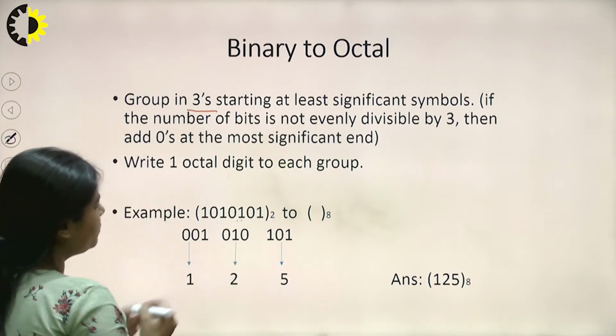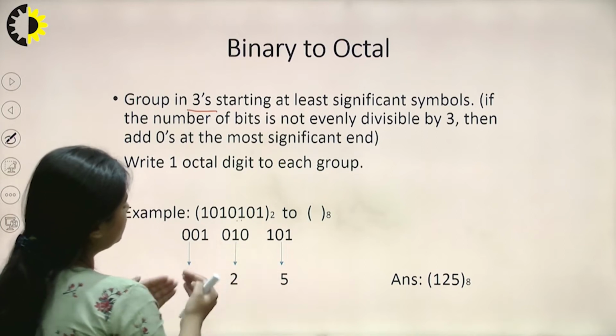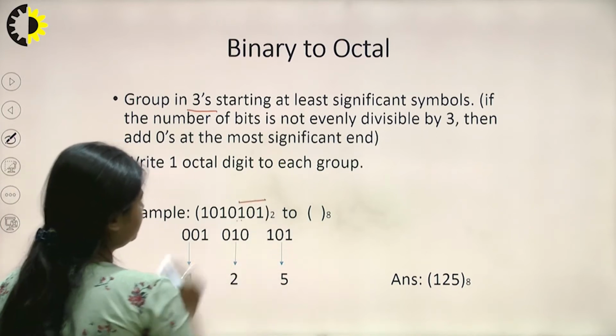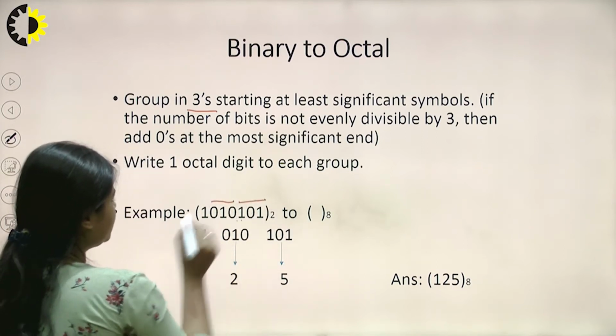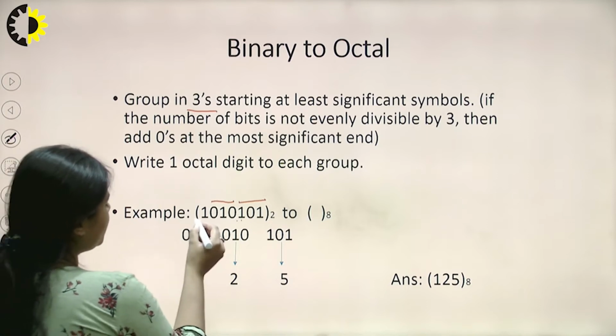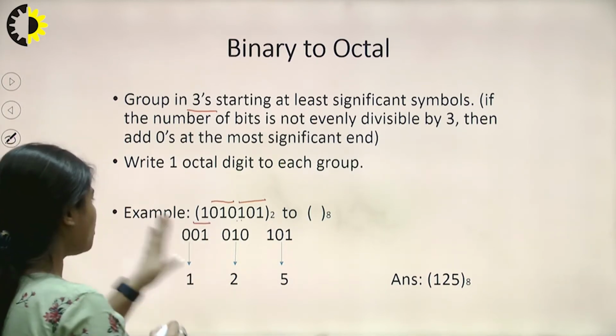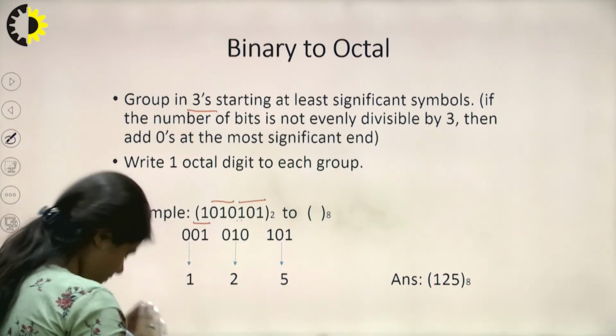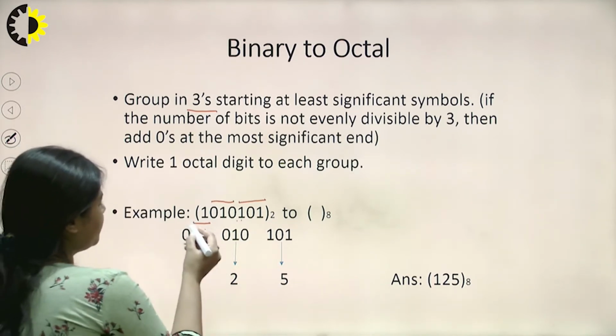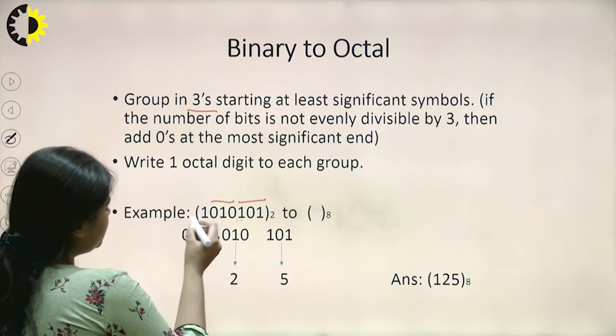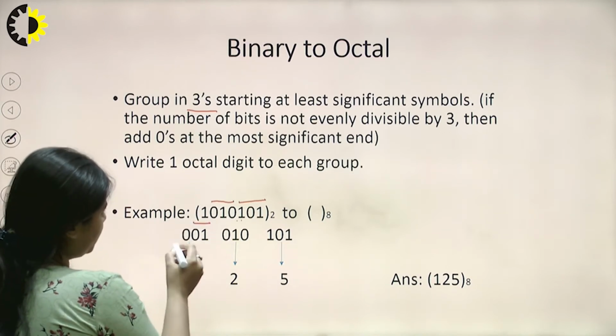10101001. Now we are going to group these digits into 3, like these 3. Then we group another 3, and now we have a single 1 left over here. So we have only 1 here. Now we will just add two 0s in front of the 1.